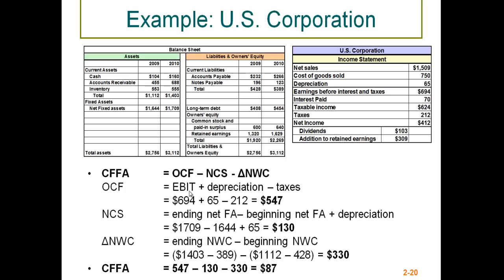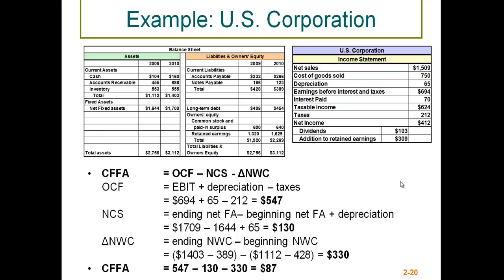And so you go to this formula, operating cash flow minus net capital spending minus change in net working capital. So you get 547 minus 130 minus 330, and you get 87. And again, it makes sense. This is money that's coming in, and we subtract out the money that was spent on capital expenditures, and we subtract out the money that was spent on changes in working capital.